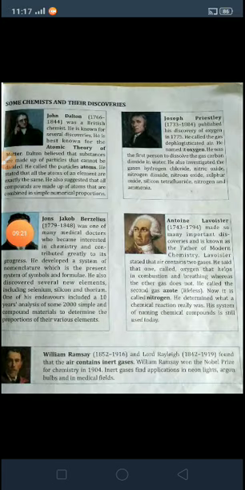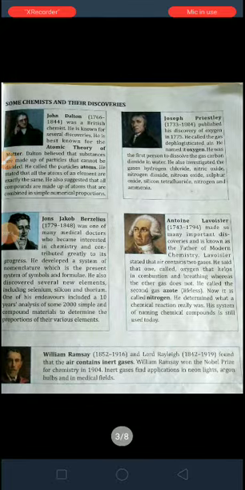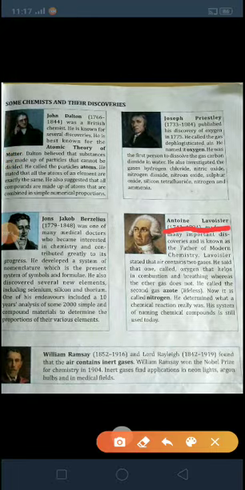Nitrogen was discovered by Antoine Lavoisier, not by Joseph Priestley or Henry Cavendish. So you have to write oxygen was discovered by Joseph Priestley.